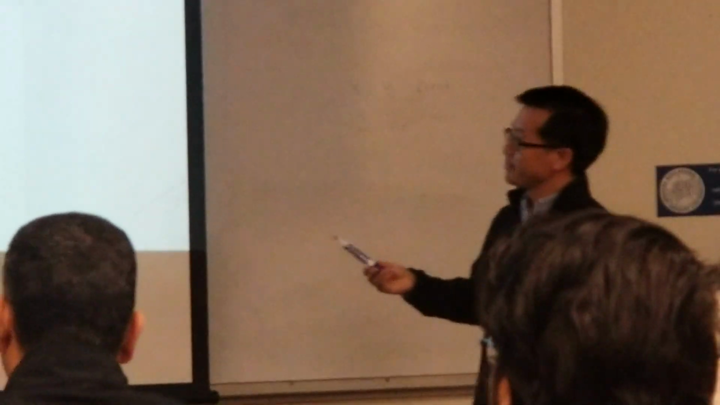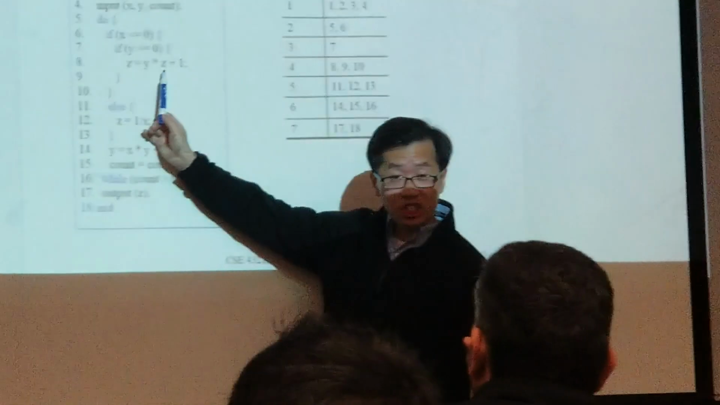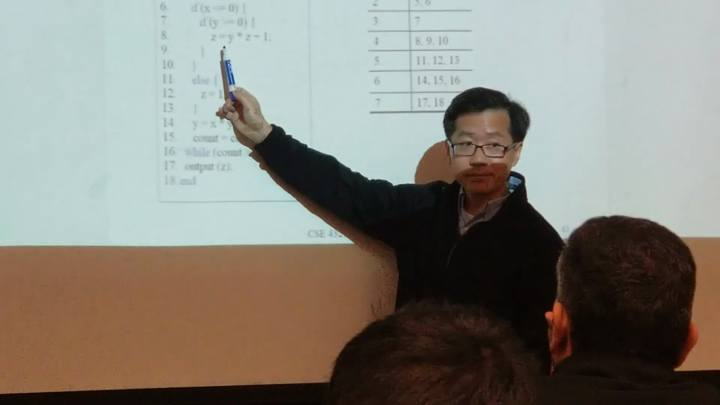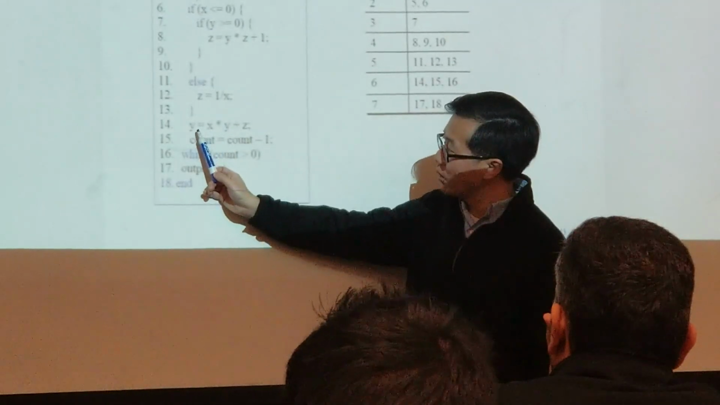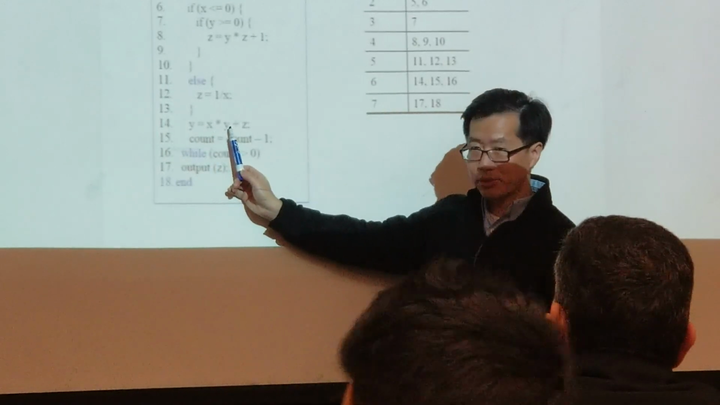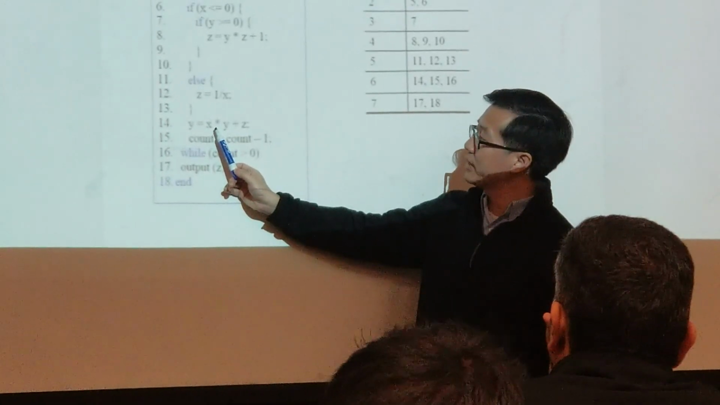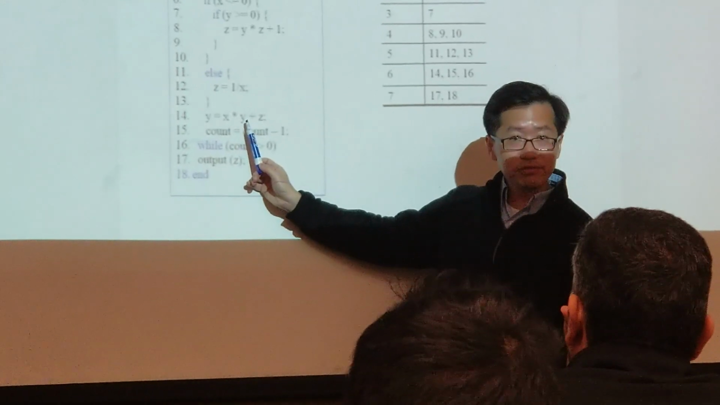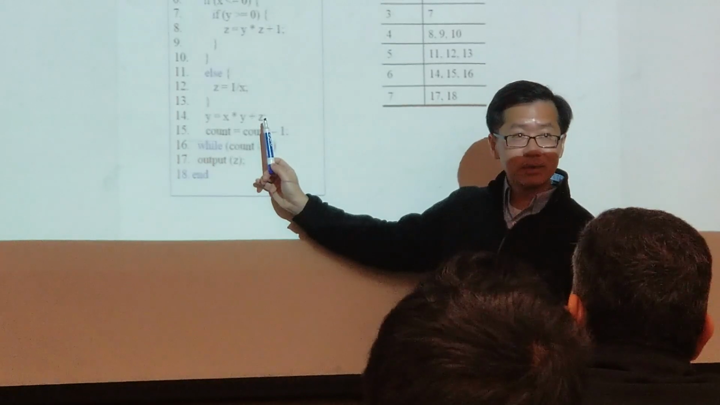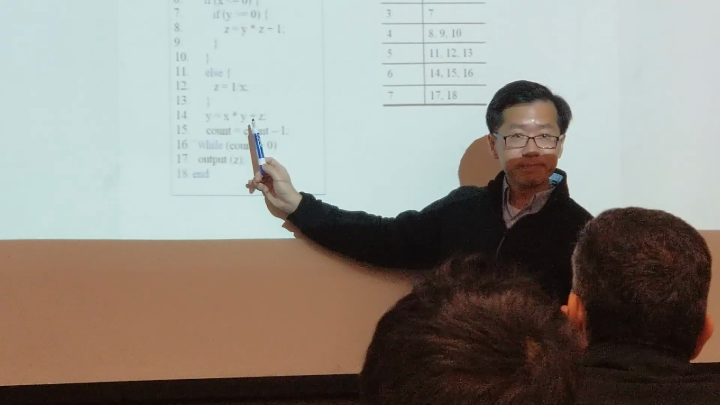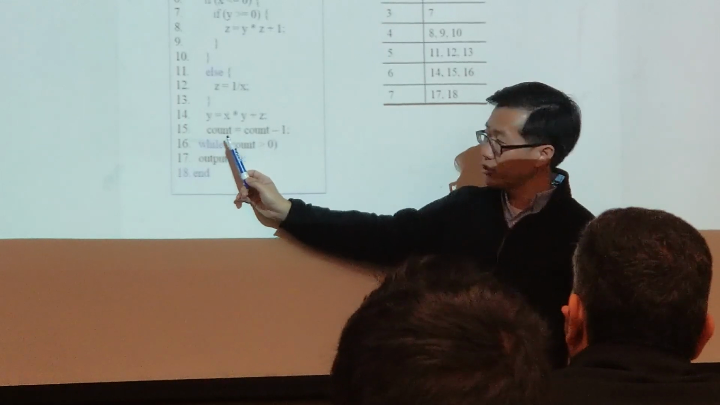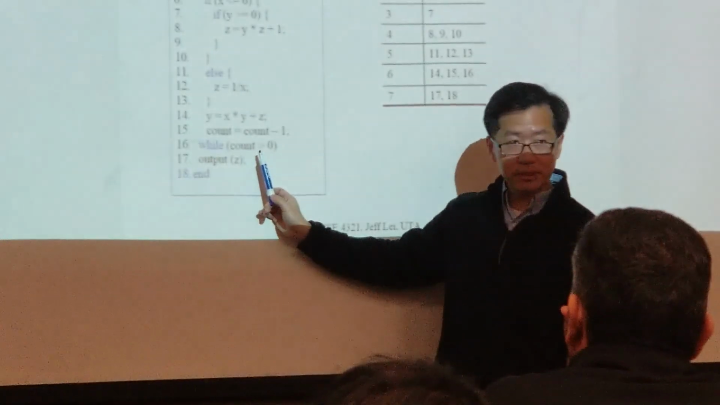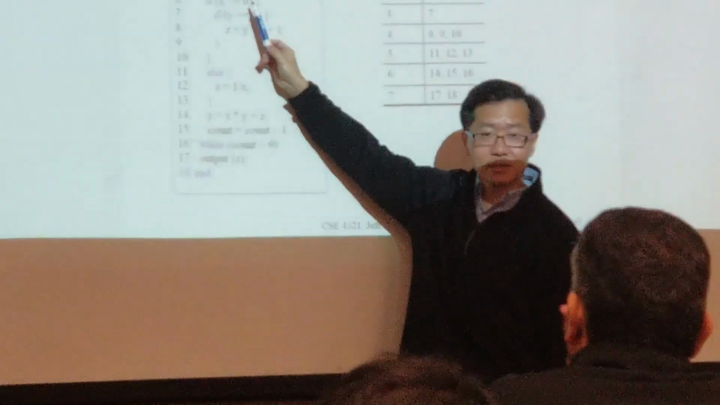So X is -2, you come here, Y is 2, so you execute this branch. Z's initial value is 0, so Z would be 1, right? You come down here, Y equals X times Y, so -2 times 2 is -4, plus Z is 1, it will be -3. Count is 2, so after you execute statement 15, count is 1, you go back. That's what we want.